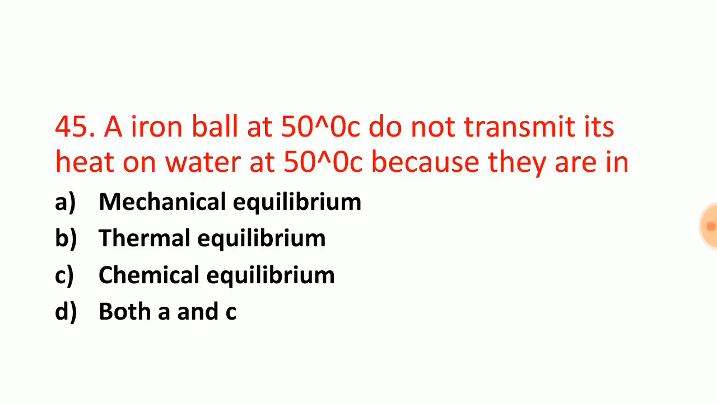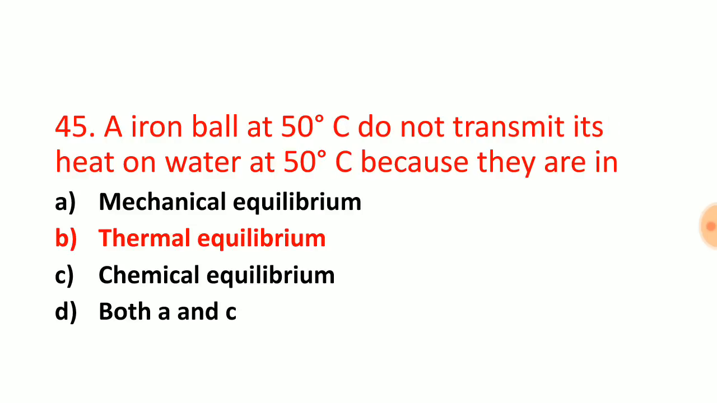Question number 45. An iron ball at 50 degrees centigrade does not transmit its heat to water at 40 degrees centigrade because they are in thermal equilibrium. Thermal equilibrium means that if the iron ball and water are both at 50 degrees centigrade and they are in contact with each other, but there is no flow of heat, no transmission of heat, it means they are in thermal equilibrium. So thermal equilibrium is the right answer for question number 45.